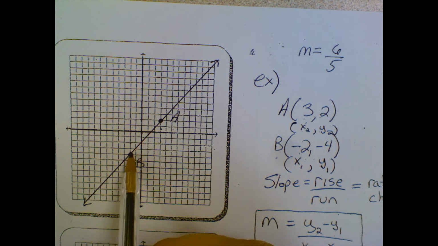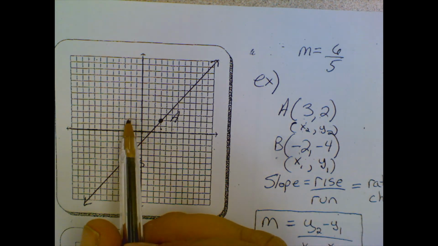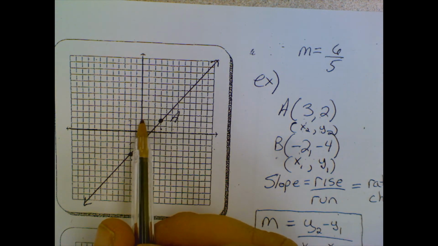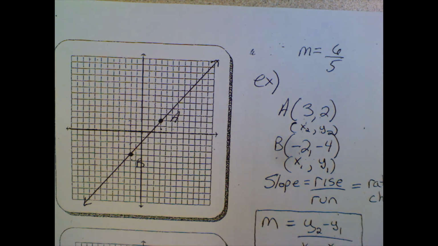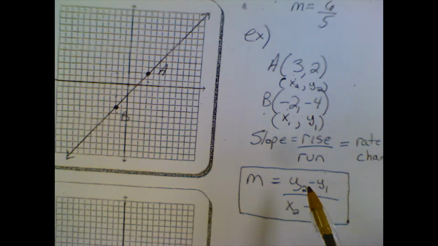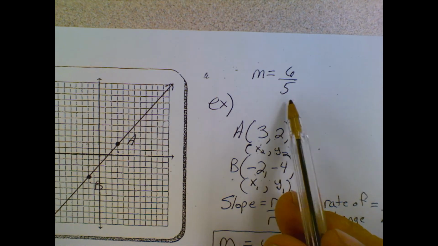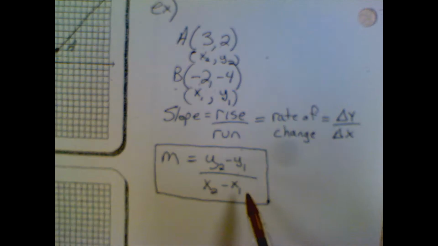Let me just double check. 1, 2, 3, 4, 5, 6. Okay, I'm even with A. And I count over 1, 2, 3, 4, 5. Now if we use the formula, we should still get the same answer, 6/5. Let's see if it works.